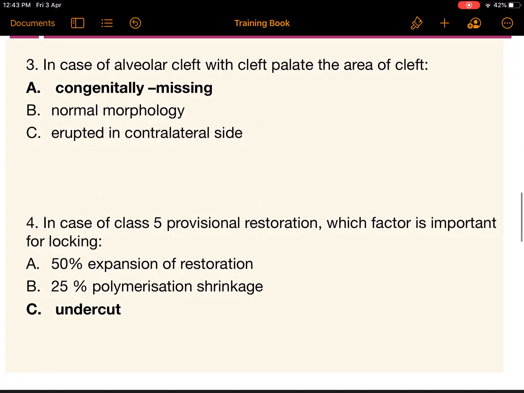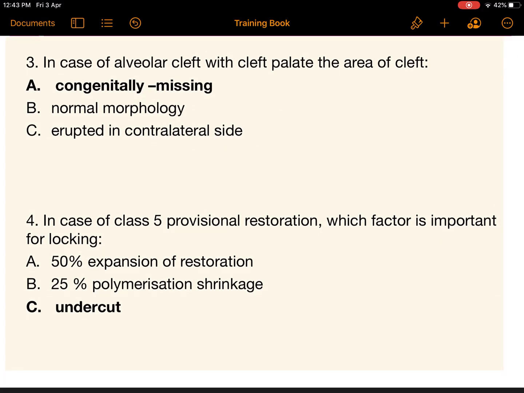Okay, the third question. In case of alveolar cleft with cleft palate, the area of the cleft usually has a missing tooth congenitally. So let me talk about alveolar clefts. Alveolar clefts are the openings in the bone, usually of the upper jaw, that result from a developmental defect and which is present at birth. So the correct answer would be congenitally missing tooth in that area.